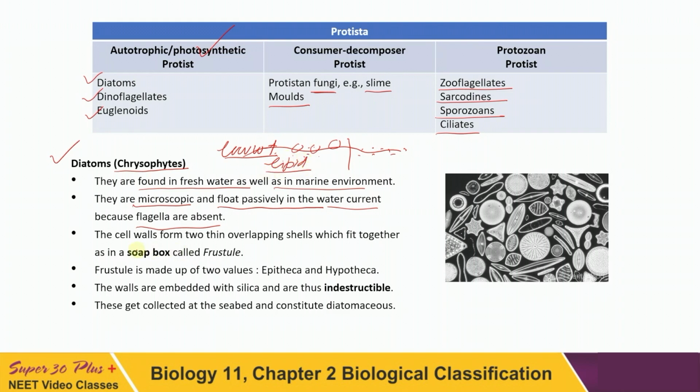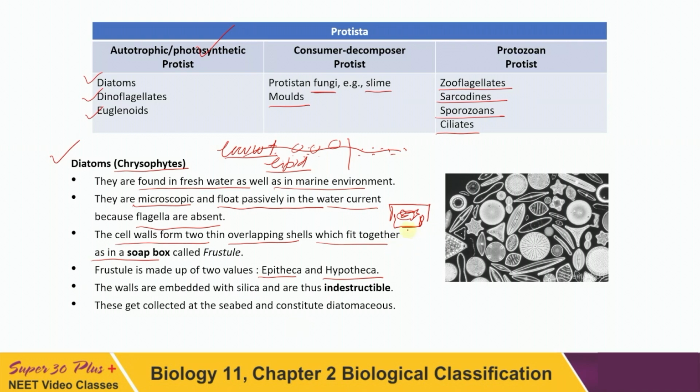The cell wall is an interesting one. The cell wall has two overlapping shells which fit together like a soap box. This is the soap box. This is the upper one. This is the lower one. The cell wall is made up of two halves, and inside is the diatom. The upper one is known as the epitheca, and the lower one is called the hypotheca.